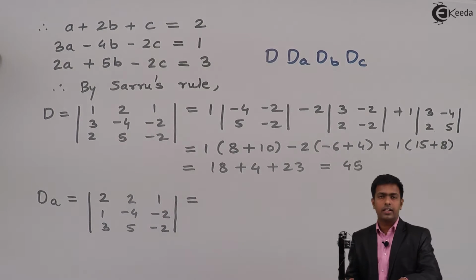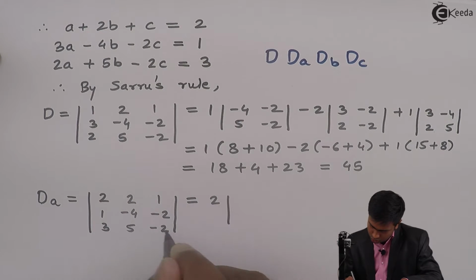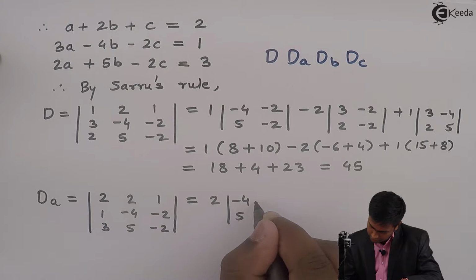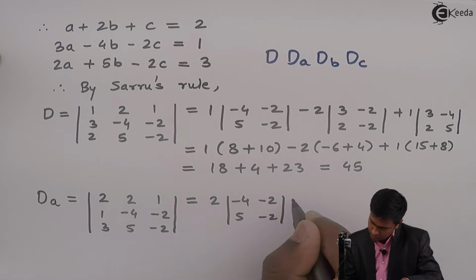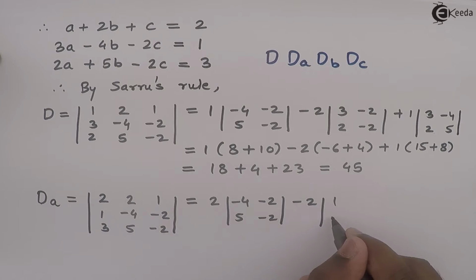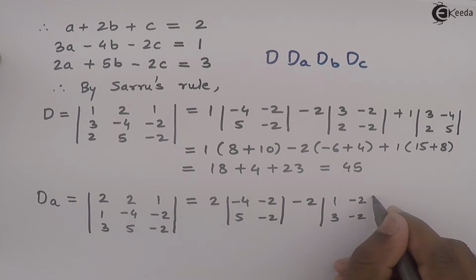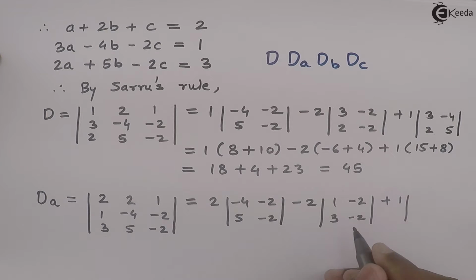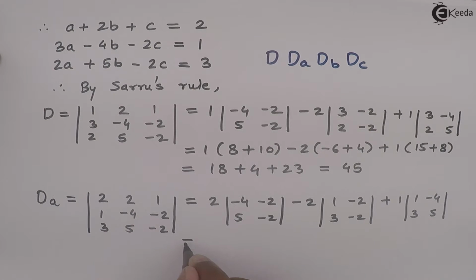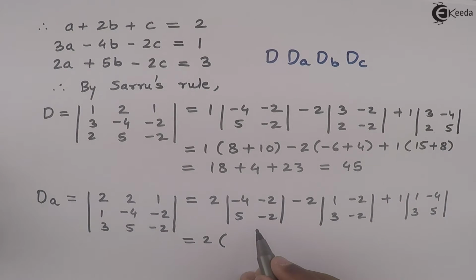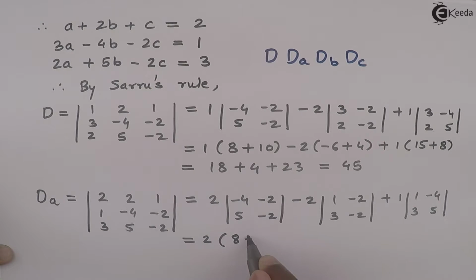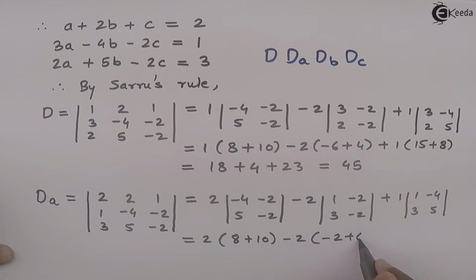So if we solve this, then here we'll get 2 into the determinant of minus 4, 5, minus 2, minus 2, minus 2 times the determinant of 1, 3, minus 2, minus 2, plus 1 into the determinant of 1, 3, minus 4 and 5. So we will get, this will become 8 plus 10, minus 2 into minus 2 plus 6. This will become 1 into 5 plus 12.